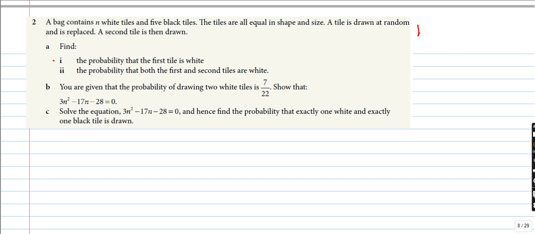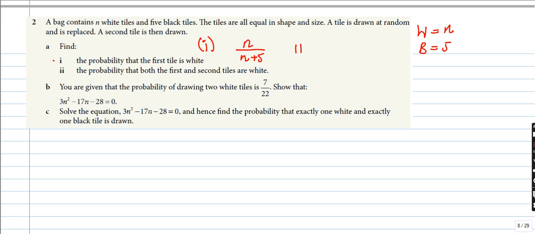So let me just write W for white. There are n of them, and the black ones are 5. Find the probability that the first tile is white. So the probability of white tiles is their number divided by the total number, which is n plus 5. This is easy. This is the first one, which is the number of white tiles divided by the total number of tiles in the bag.